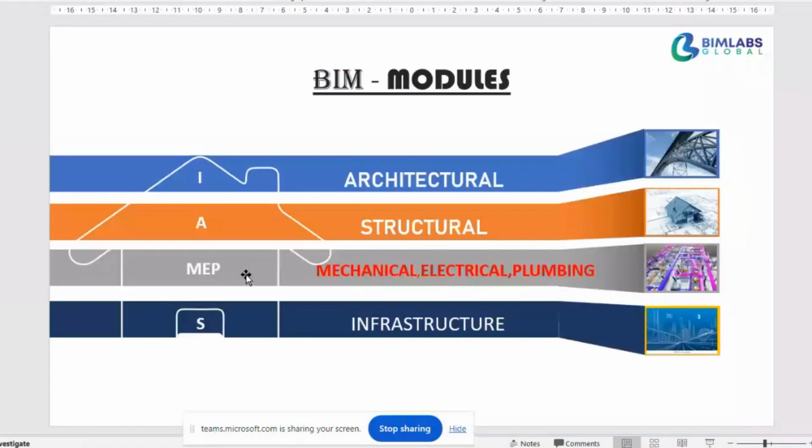Where does this MEP part come in? You can see that when we discuss BIM, some of the major areas or modules are architectural, structural, then comes MEP and infrastructure. Then some more names like interior designing and visualization are there. But broadly, we can classify this into these 4 streams. Now, I'll quickly move on to the MEP BIM.